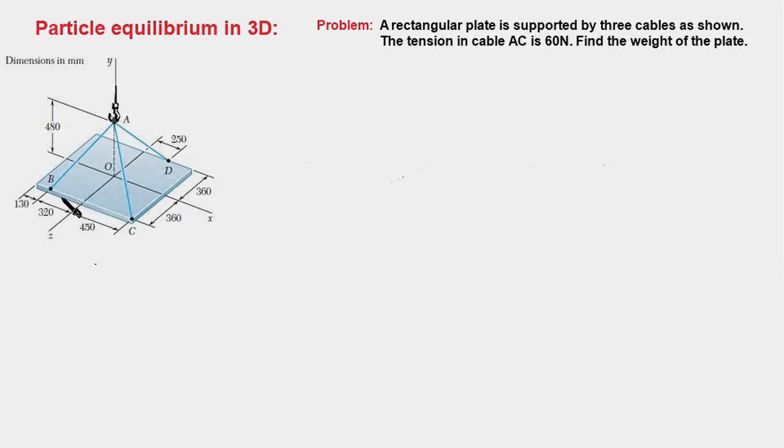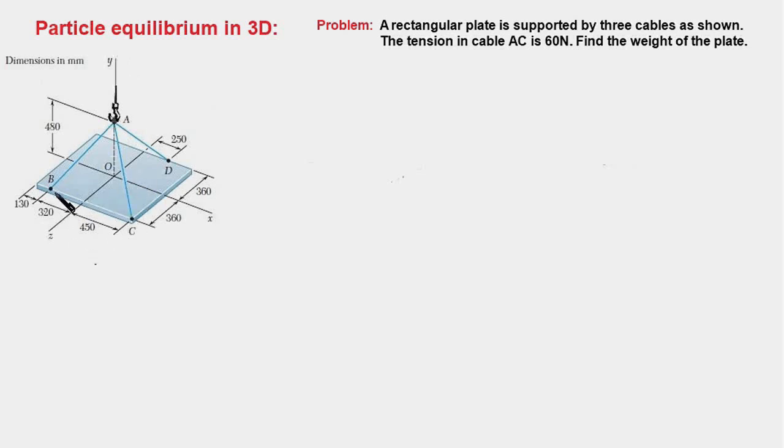by three cables AB, AC and AD, and one end of the cables is tied to this hook, and the hook in turn is supported by another cable, the upper end of which is perhaps connected to the ceiling or a crane. The tension in this cable AC is given to be 60 newtons, and we have to find the weight of this plate.